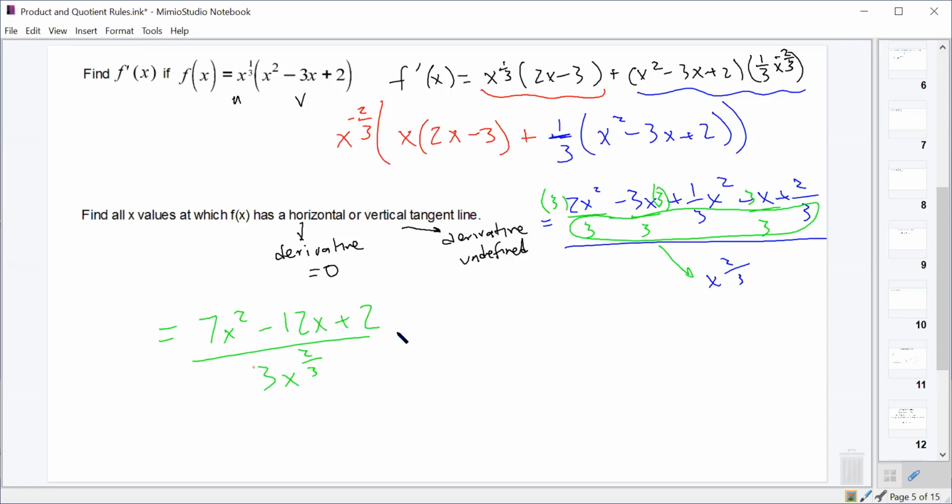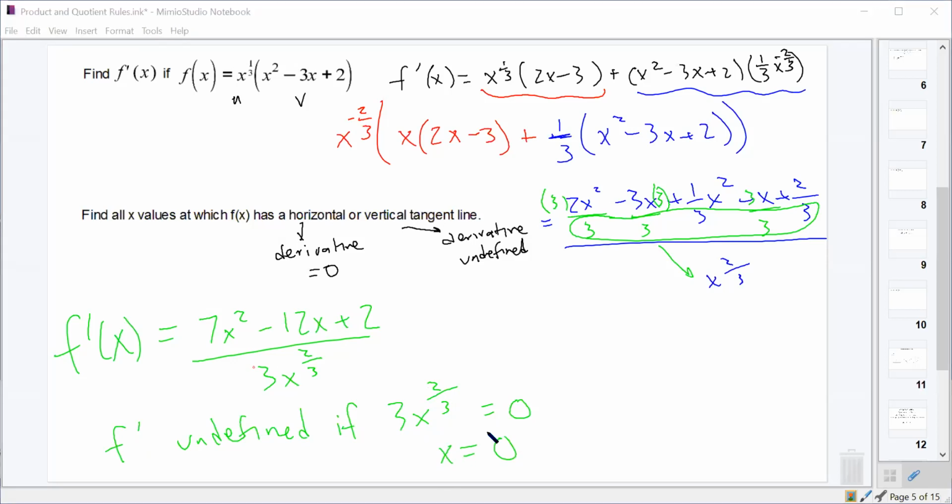Yes. Okay, so first off, when is this thing undefined? Because this is our derivative. When is our derivative undefined? If which part, the numerator or the denominator equals 0? Denominator, right? So if 3x to the 2/3 equals 0, which tells us that x equals 0, right? And then the derivative equals 0.